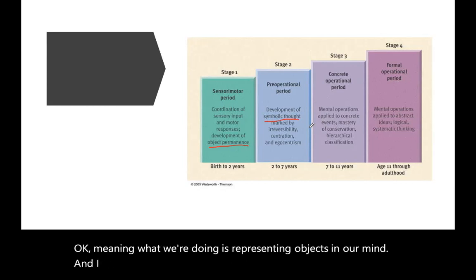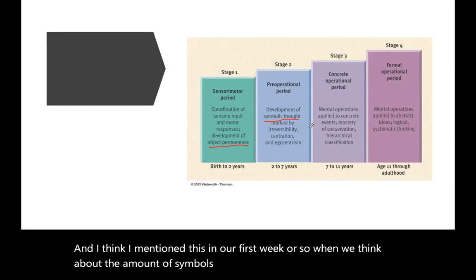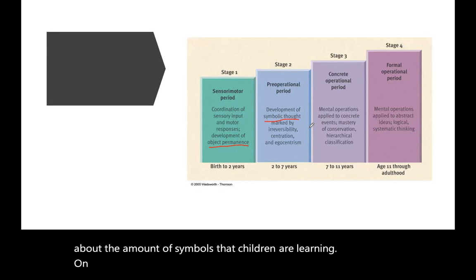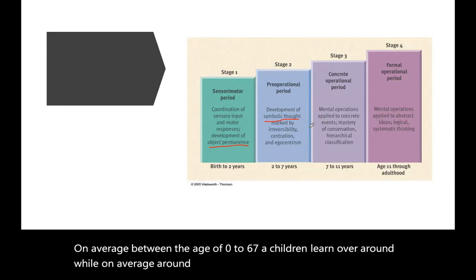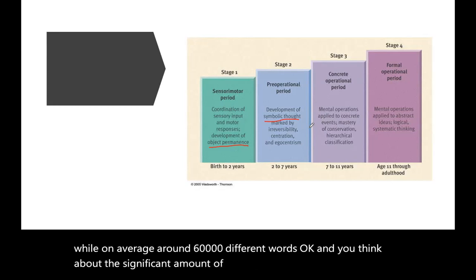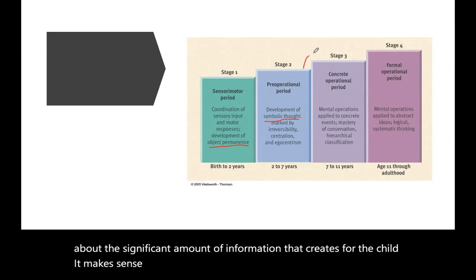I think I mentioned this in our first week or so. When we think about the amount of symbols that children are learning, on average, between the ages of 0 to 6 or 7, children learn around 60,000 different words. And you think about the significant amount of information that creates for the child, it makes sense what we end up doing in stage 3, which we'll get to in just a moment.